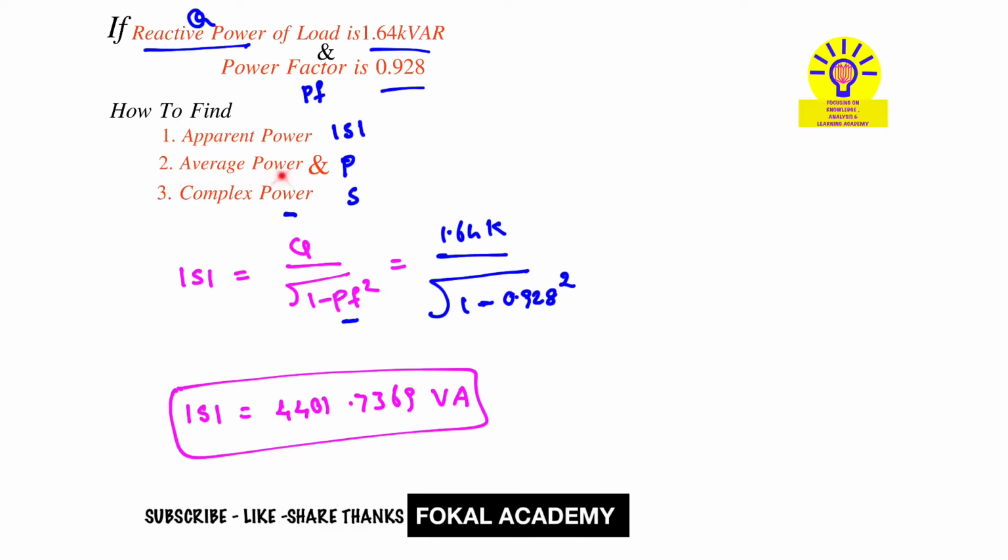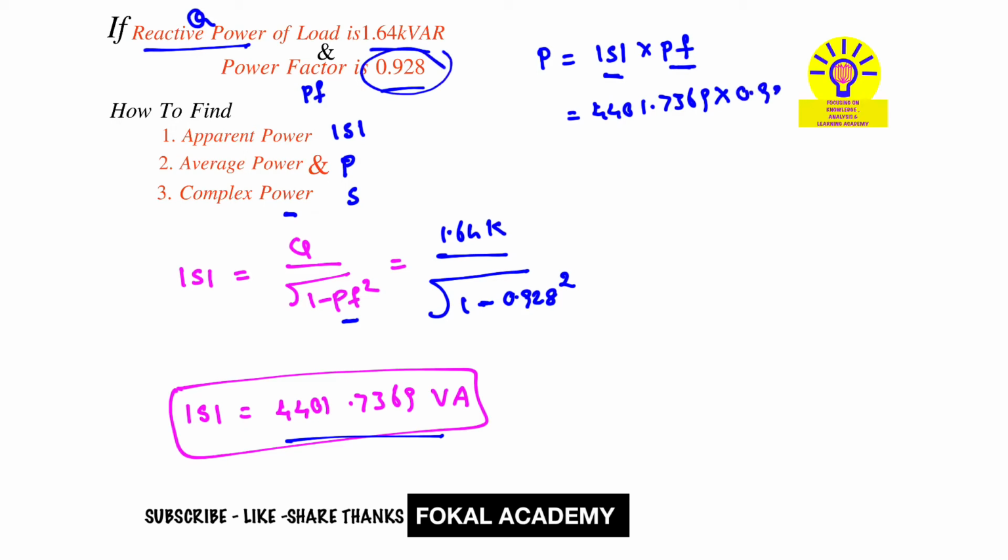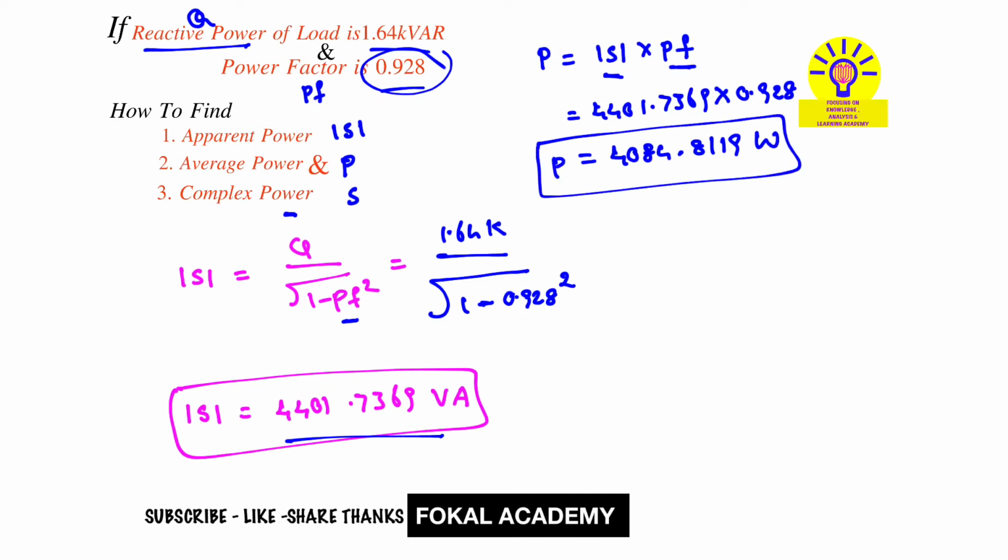Now find the average power. Average power P is equal to apparent power into power factor. This is the relation. Here apparent power we got, this is the value, that is 4401.7369 volt ampere into power factor, which is given as 0.928. By simplifying this, we will get 4084.8119 watts. This is the average power for the given load.